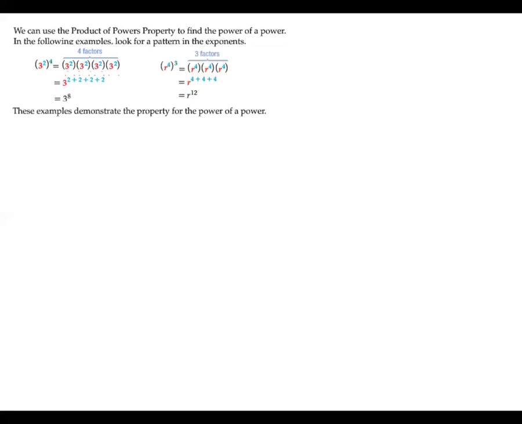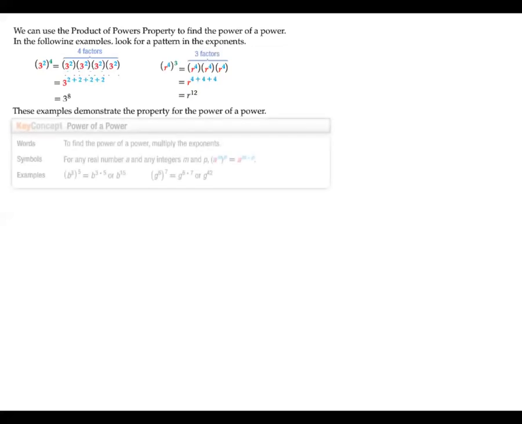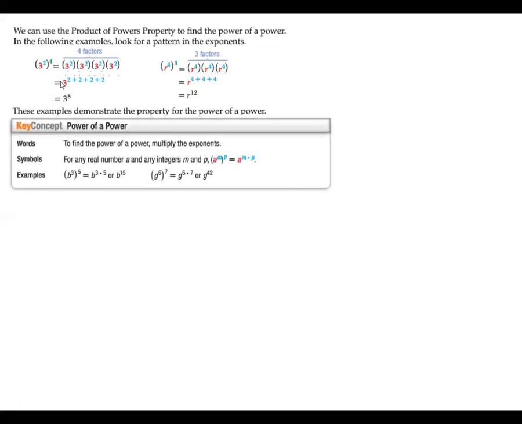These examples demonstrate the property of power of a power. When you have a power of a power, you just multiply the exponents. Like the shortcut is 3 squared to the 4th power, just multiply the 2 and 4 and you get 8. R to the 4th to the 3rd power, multiply the 4 times 3 and you get 12.